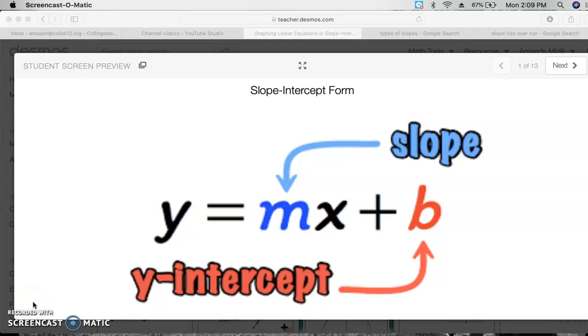In this video, you are going to learn how to graph a line in slope-intercept form. The first thing we need to know is what slope-intercept form is. Slope-intercept form is y equals mx plus b. M represents our slope, and b represents our y-intercept, so where it crosses the y-axis.